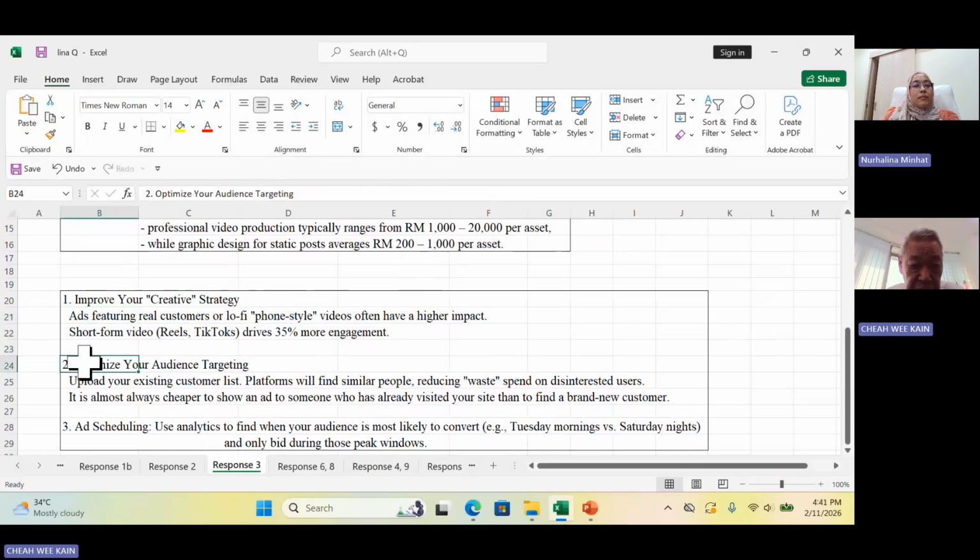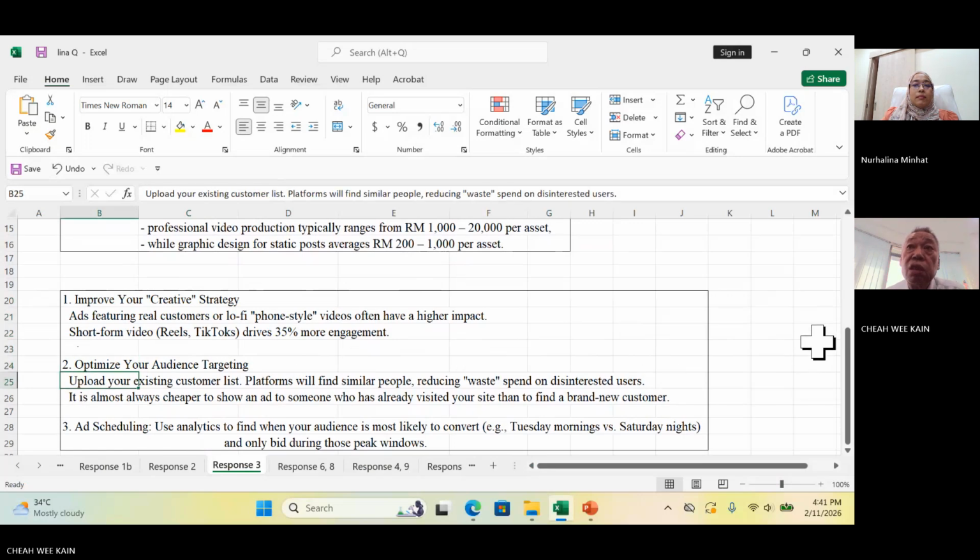Then optimize your audience targeting. Upload your existing customer list in your advertisement. You can actually upload, not the names, no.